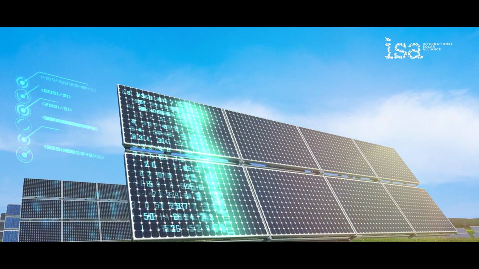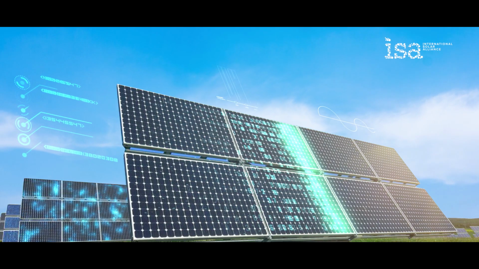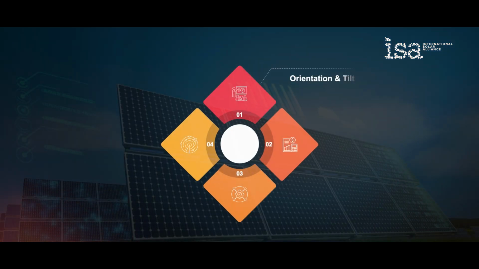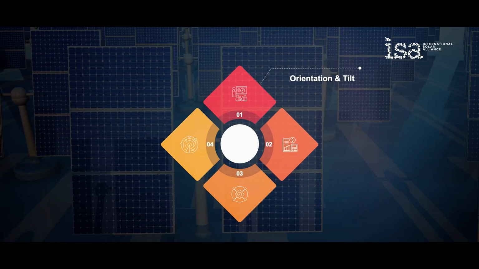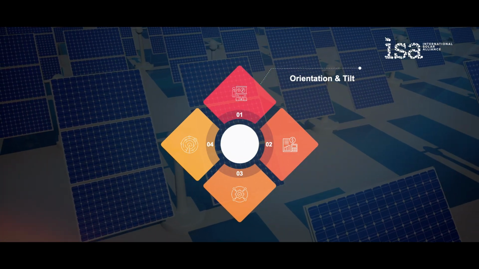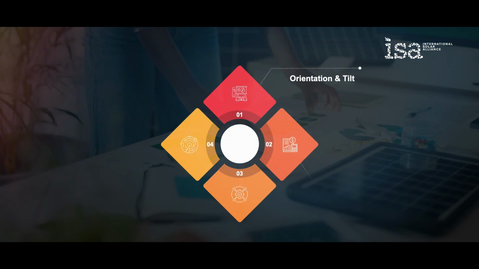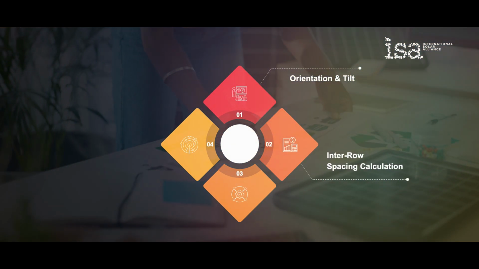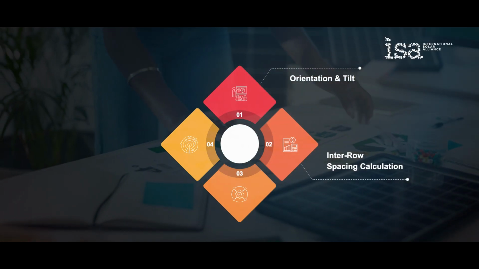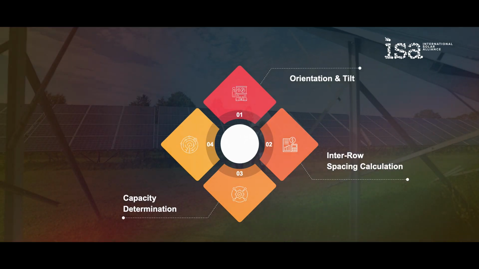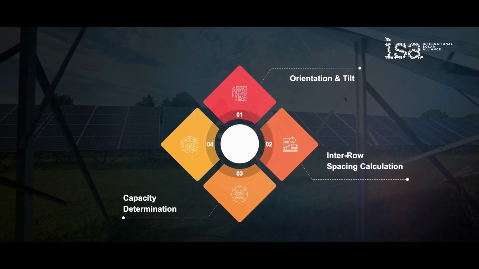Site analysis converts collected data into a design-intelligent layout. Key analytical tasks include orientation and tilt. Determine correct orientation, usually south-facing in the northern hemisphere. Tilt selection affects seasonal production. Inter-row spacing calculation: using sun path diagrams, spacing is optimized to avoid morning and afternoon shading. Capacity determination: balancing customer energy needs, site area, applicable regulations, budget constraints.